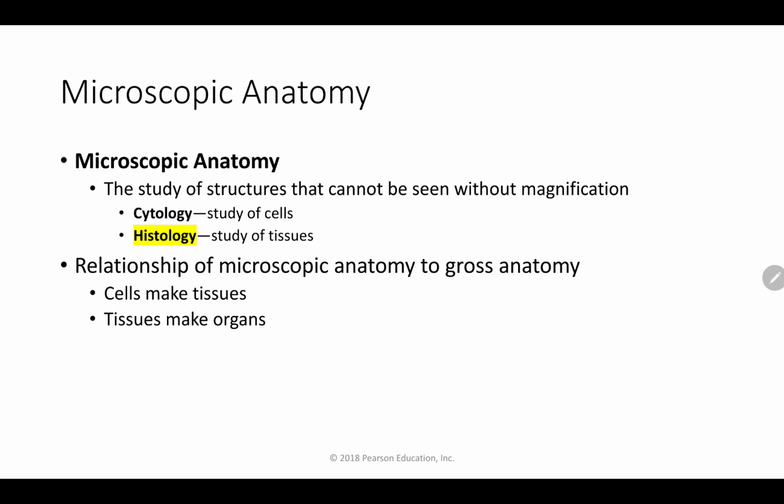And remember, there are going to be some vocab words. Cytology means the study of cells. Cyte means cells, ology means the study of. So cytology is the study of cells. Remember, histology is the study of tissues.